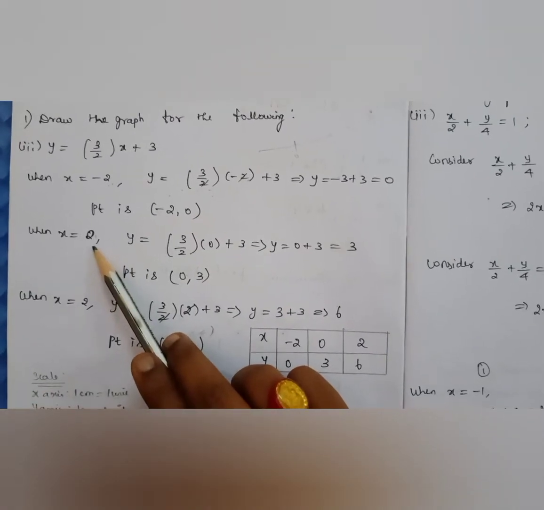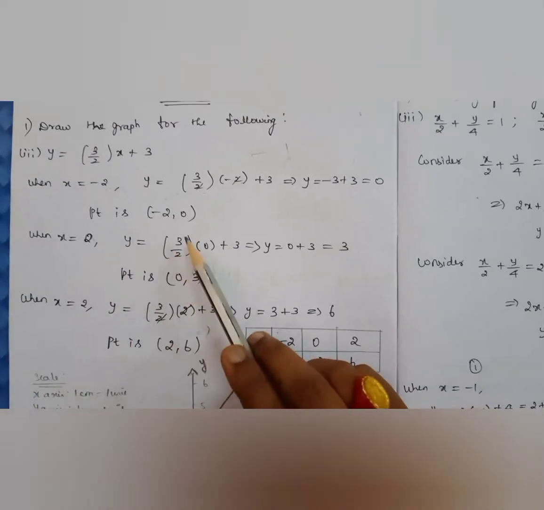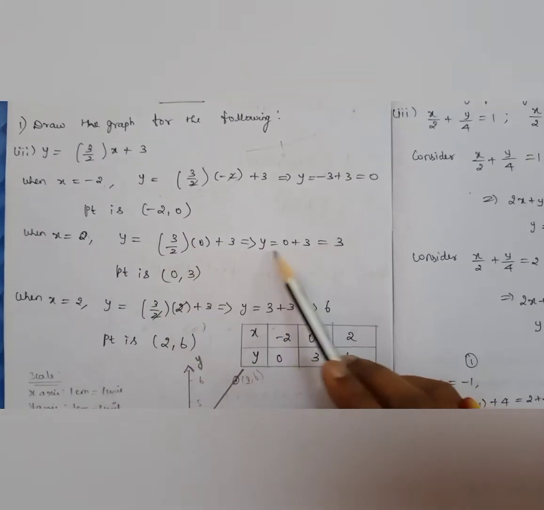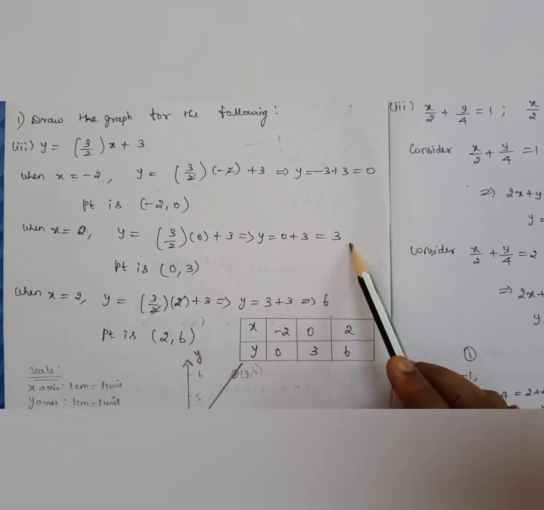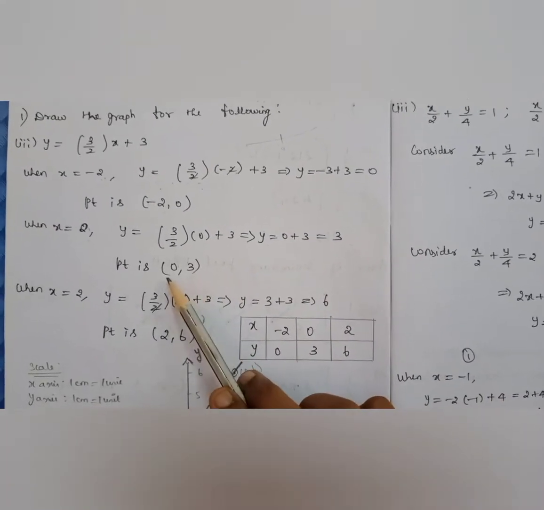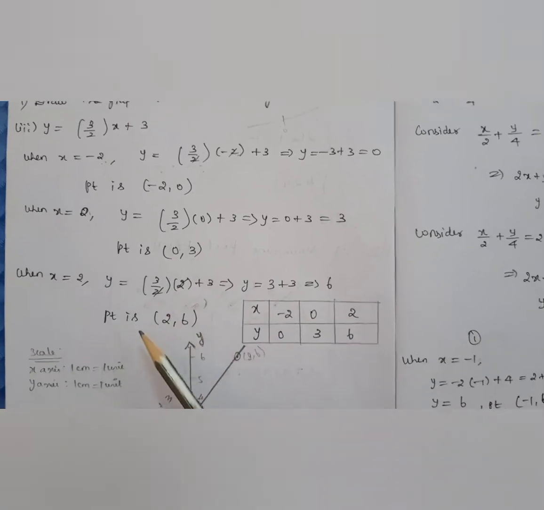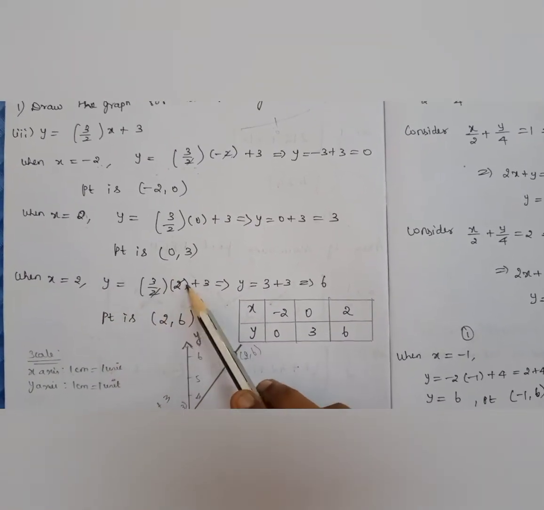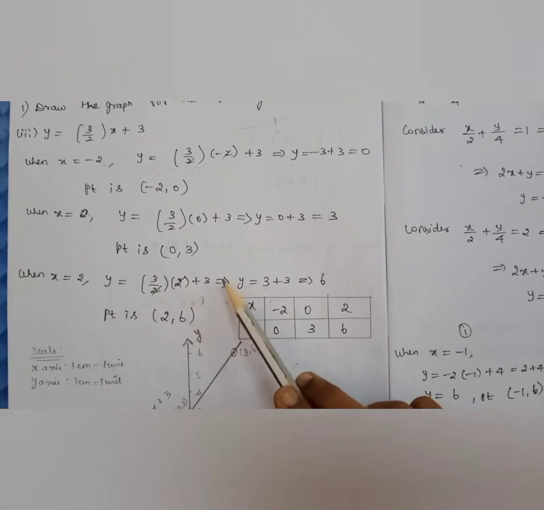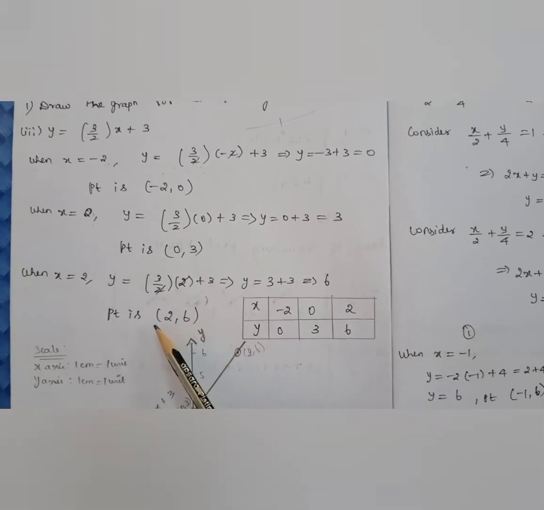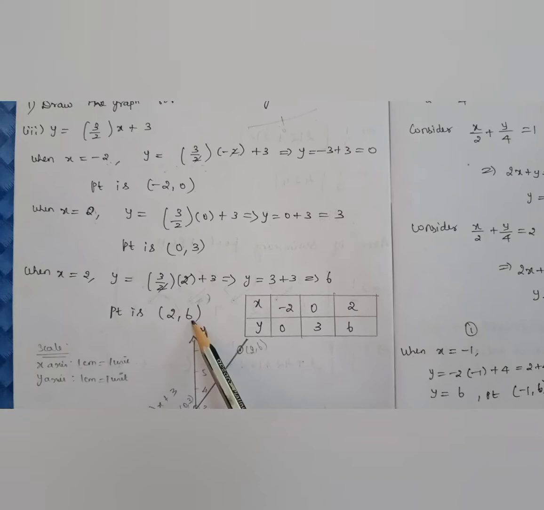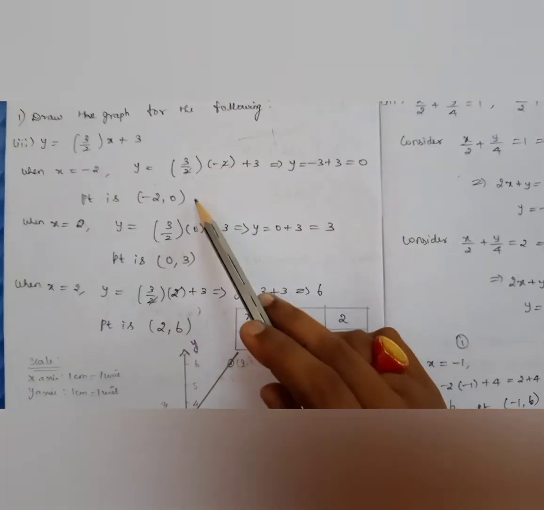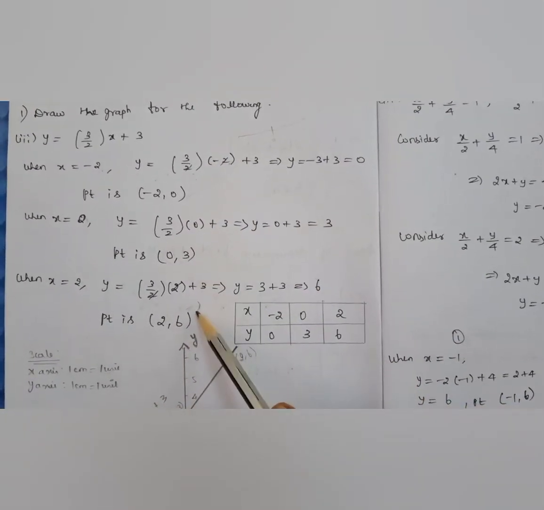Then I will go ahead with substituting x as 0. So y is equal to 3 by 2 into 0 plus 3. So y is equal to 0 plus 3. So the point is 3. Y coordinate is 3. So the point is 0 comma 3. Now I will go ahead with x as 2. So y is equal to 3 by 2 into 2. 2 gets cancelled. So 3 plus 3 is 6. So my point is, when x is being 2, y is taking the value 6. So all the 3 points, minus 2 comma 0, 0 comma 3, 2 comma 6.